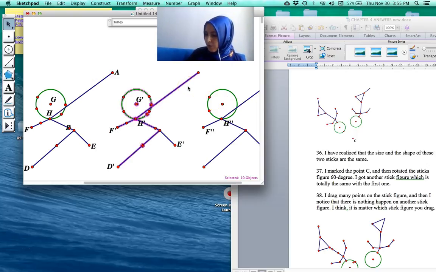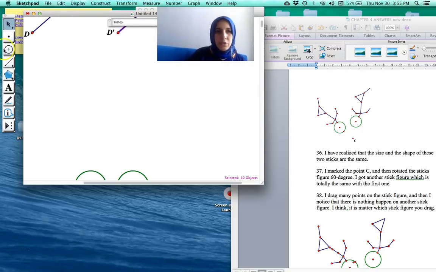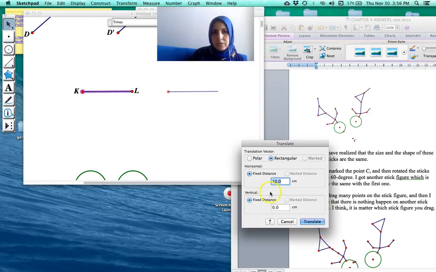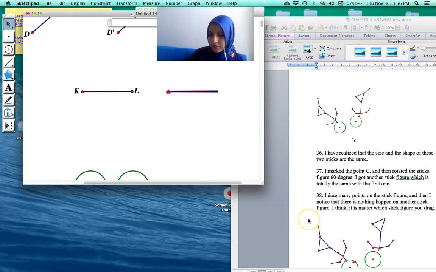Question 15. What do you think will happen when you translate a line segment? What will be true of the image of the line segment? What about a line? Okay, let's draw a line segment there. And we call it K to L. And then this one says that line segment. This is an image. Translate. There is another one. I do see I translated.